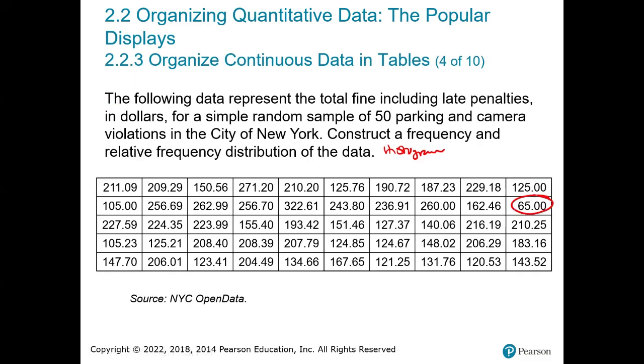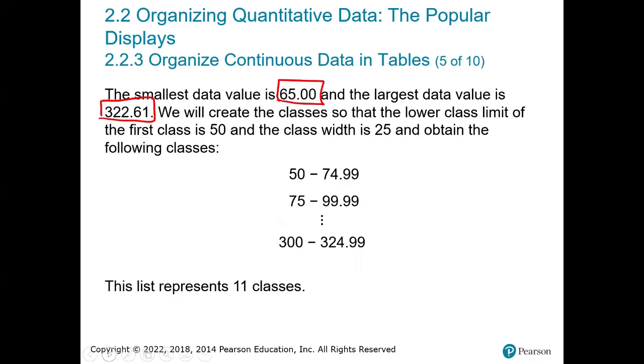So here, you'd have to search for the smallest value and the highest value. Then you have to decide how you're going to chunk the data. I do not have to start at 65, and I don't have to end exactly at 322.61. What this person decided to do is create classes so that the lower class limit starts at 50, and then we count by 25s. So 50, 75, 100, 125. You want to make it nice and easy to go to.